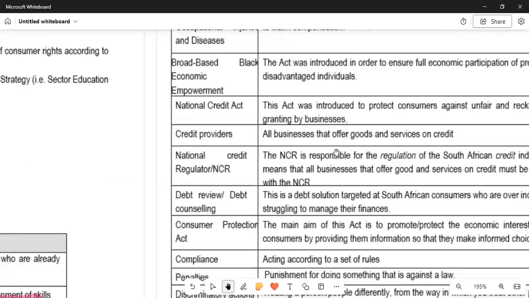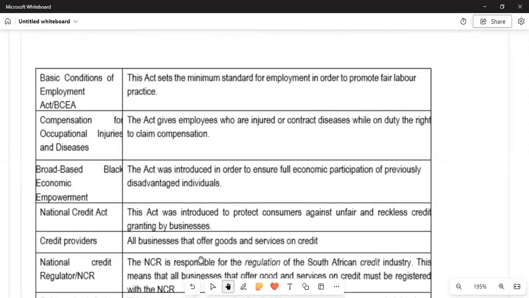Now we have the act called BCEA, the Basic Conditions of Employment Act. The act sets out the minimum standard of employment in order to promote fair labor practice. So whenever you see this act, make sure that this is where we talk about leave. We are going to talk about the remuneration of employees, that they are getting fair payment in the workplace. They are not cheated.